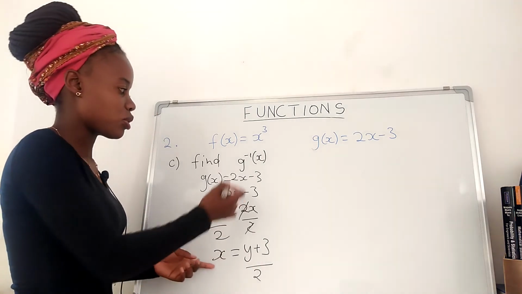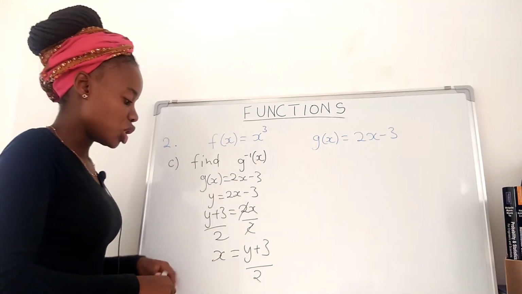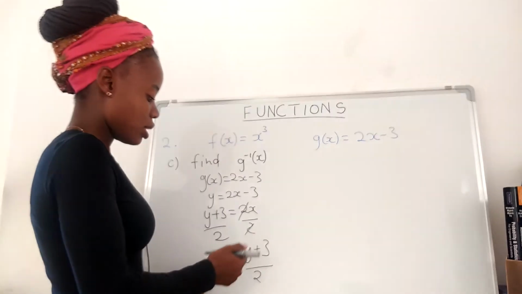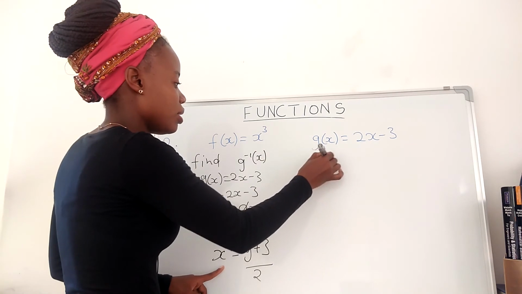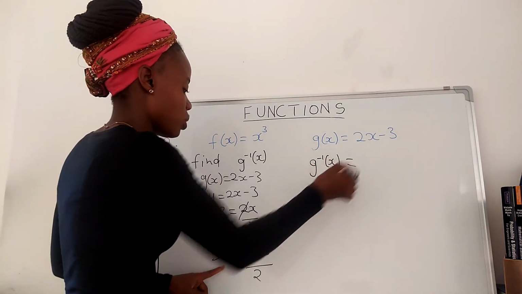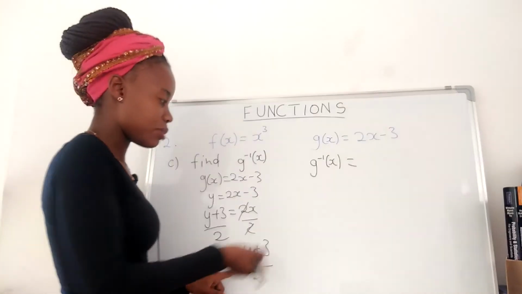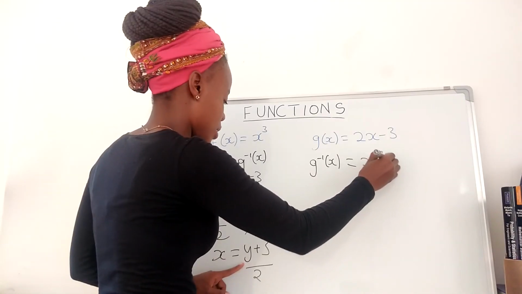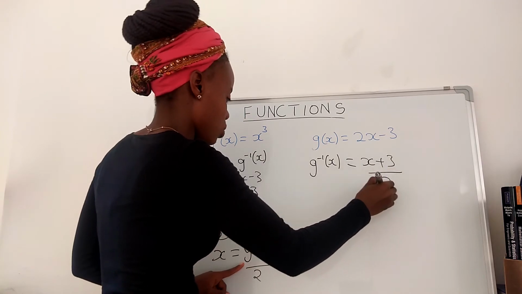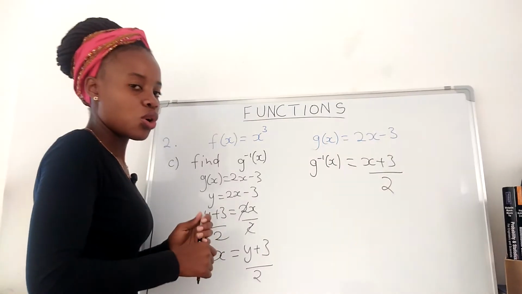After this step, we're supposed to find the inverse of g. So when you see x, you substitute with the inverse of g. So the inverse of g is equal to, where you see y it is x, because this function is in terms of x. So (x plus 3) over 2. This is a function of x.